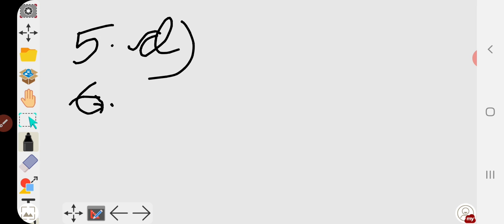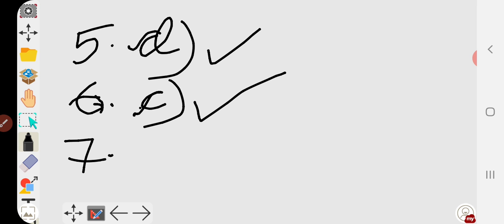Now, next, number 6. In which of the following types of agriculture is the farming of citrus fruit very important? That is Mediterranean agriculture, option C. Question number 7. Which type of agriculture amongst the following is also called slash and burn? That is primitive subsistence agriculture, option B.